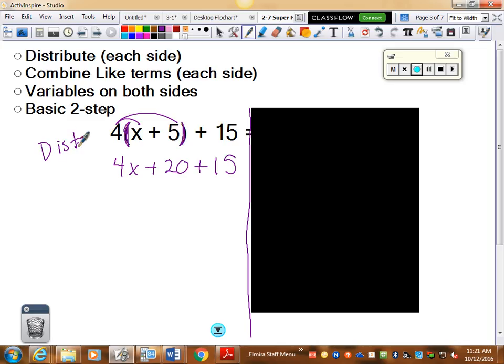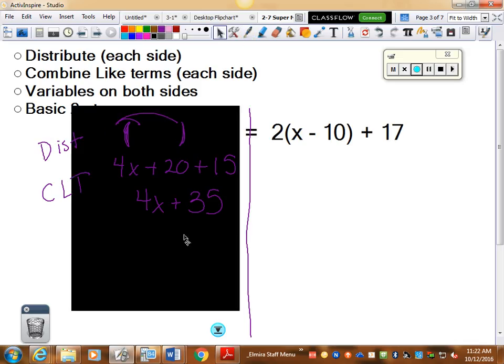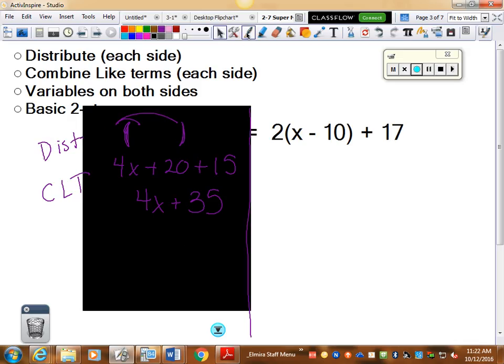Then I'm going to look for some combining like terms. Well, 4x doesn't have a like term, but 20 and 15 are like terms. They're both constants. Plus 20 and plus 15 would be plus 35. So combine like terms. Okay, now there's nothing more I can do just on the left-hand side, so let's take a peek at the right-hand side and see if there's anything I can do over here.